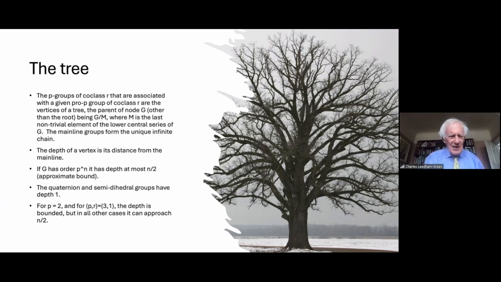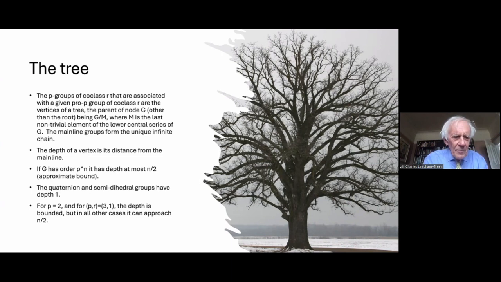Let's say the depth of a vertex or a group is its distance from the main line. To say it has depth k says that if you divide out by the term of the lower central series which has order p^k, you're then on the main line. You're then a quotient of the pro-p group. Now, in general, the length of the branches is bounded approximately by the distance that they are from the root. So you go up a certain distance, say n, and then the branches at that point can only have length n.